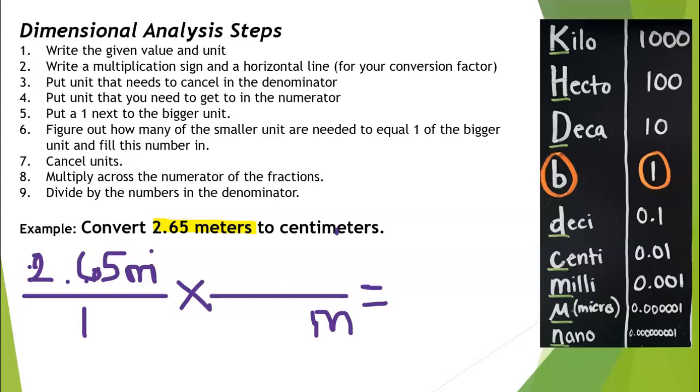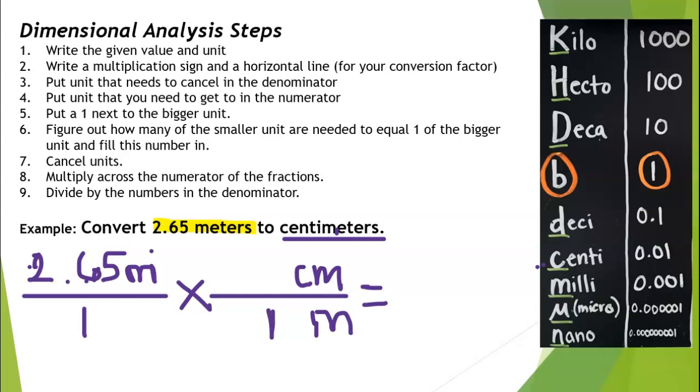Step 4, put the unit that you need to get in the numerator. So I want to get centimeters, so I'm going to put centimeters, cm, in the numerator. Put a 1 next to the bigger unit. So I need to think here, is meters or centimeters my bigger unit? Going over to my chart, I know that meters is the base unit, and centi is all the way down below meters. So my bigger unit is the one that's higher up, which is meters. So I'm going to put a 1 next to meters.